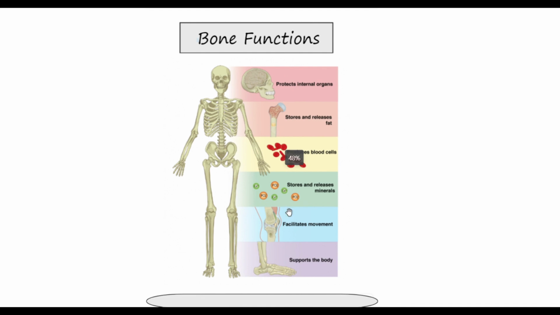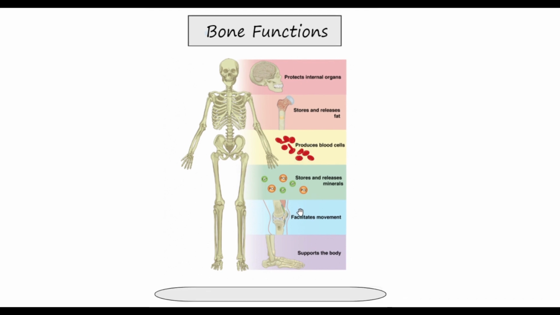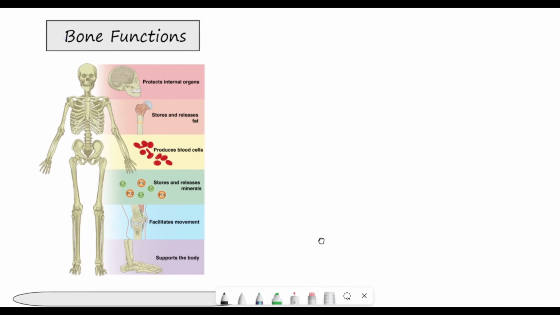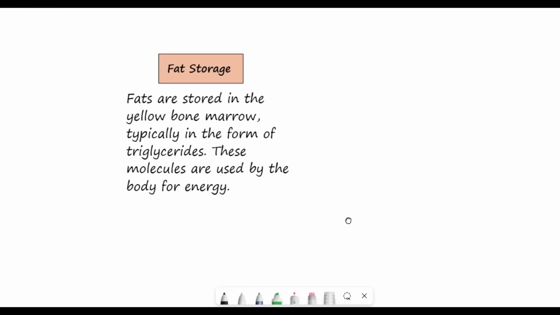So this picture we have here is the cover slide for the post about bone functions. And I thought it was a good one because it kind of sums up all the functions all in one picture. Looks nice, has a lot of colors. So you see the protects internal organs, stores and releases fat, produces blood cells, stores and releases minerals, facilitates movement, and supports the body. So really for this topic right here, you can kind of remember everything just from this photo alone, but you can always go more in depth, and that's what I'll do in these slides.